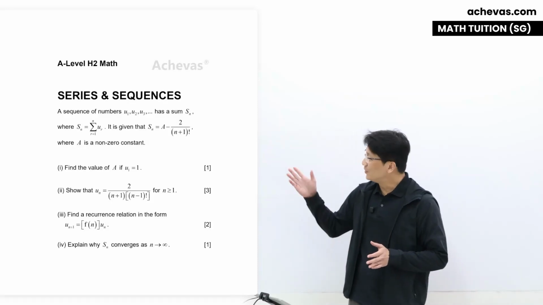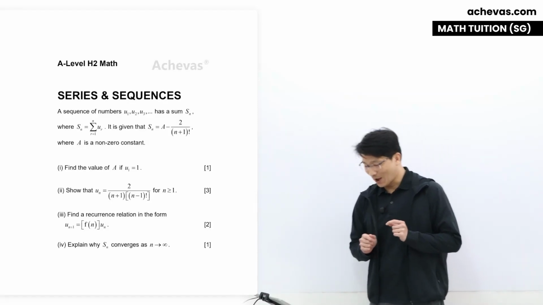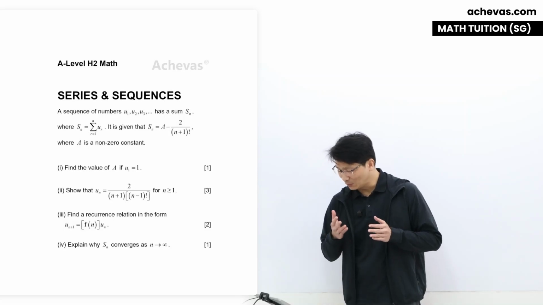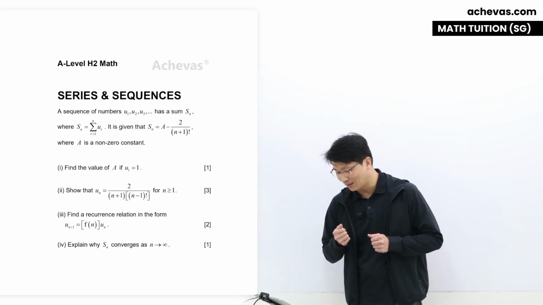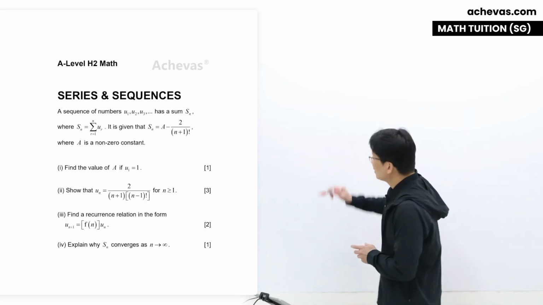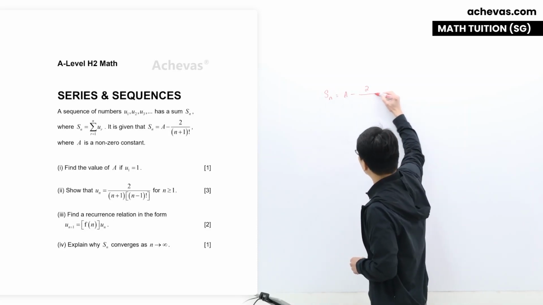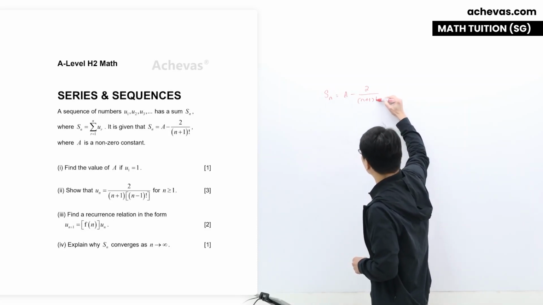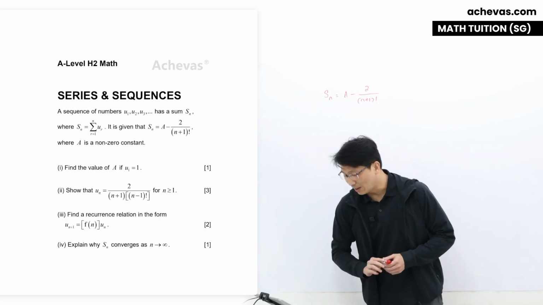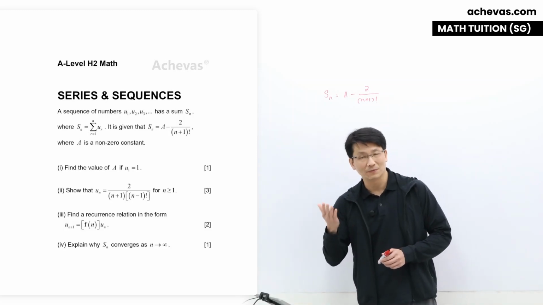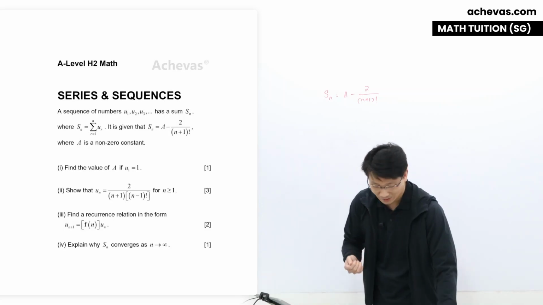Let's take a look at this series and sequence question. We have a sequence of numbers u1, u2, u3, and we are also given the sum Sn. The definition is given to be Sn equals a minus 2 over (n plus 1) factorial. Part 1 of this question wants us to find the value of a, given that the first term u1 is equal to 1.